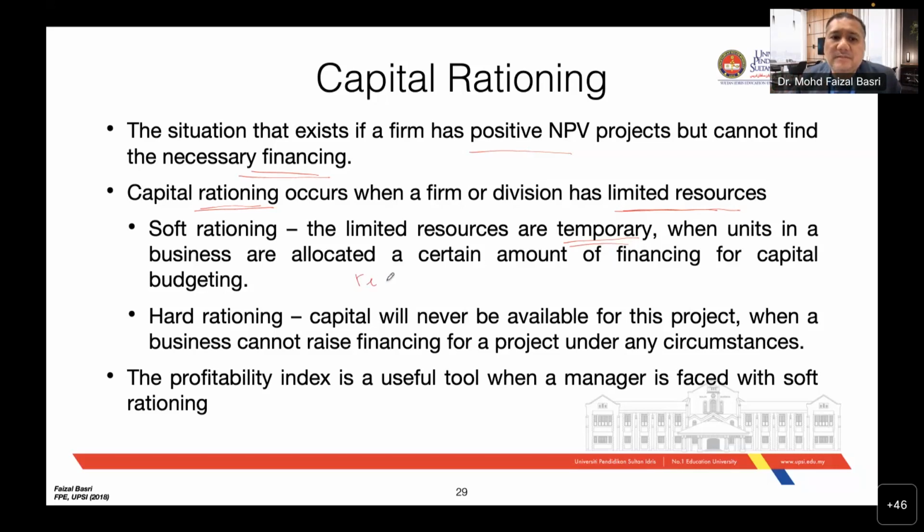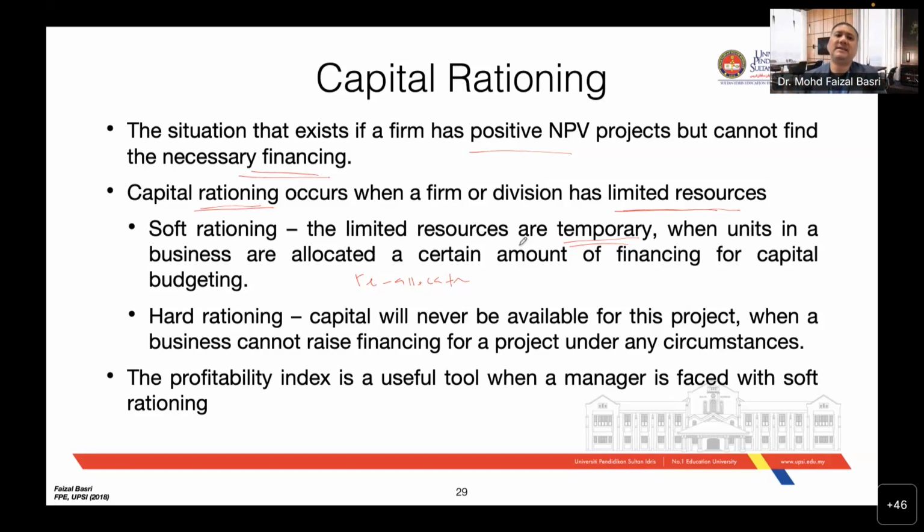Meaning you do reallocation. You reallocate some of your funding from other resources, because your limited resources or lack of resources is just on a temporary basis. Therefore, you have to reallocate from other projects, for example, or cut costs from other projects. And the savings that you have, you reallocate to these coming projects, and you foresee that you're going to get positive NPV. Take from projects A and B from previous projects, take out some amount of cash from there, and then finance these new projects.